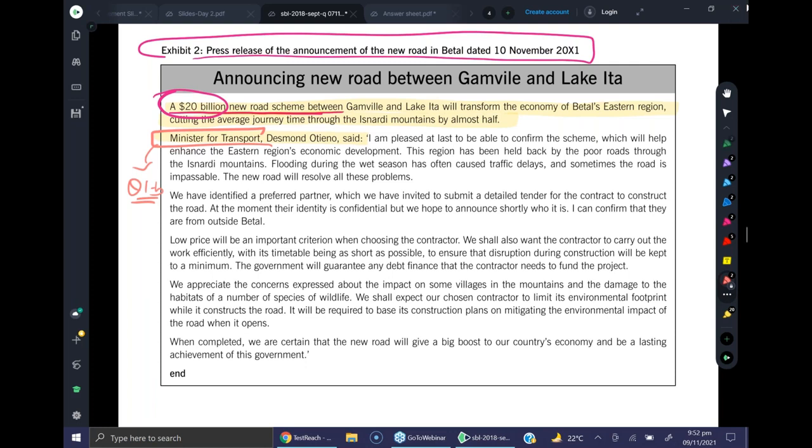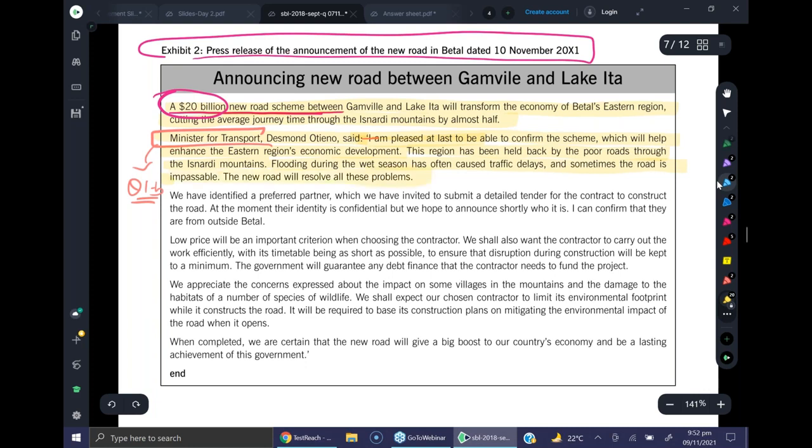Okay, Minister of Transport Desmond said, I am pleased at last to be able to confirm the scheme which will help enhance the eastern region's economic development. This region has been held back by the poor roads through the Ainardi mountains. Flooding during the wet season have often caused traffic delays, and sometimes the road is impassable. The new road will resolve these problems.